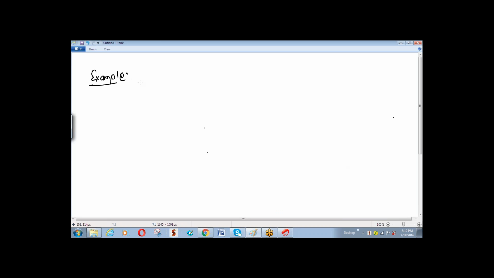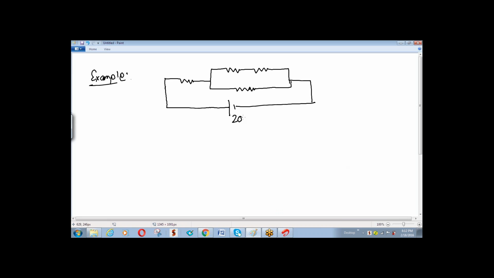Just let me demonstrate one example. Let us suppose we have a question like this. You can imagine resistance as a bulb, any electrical device: fan, bulb, your TV, your computer, anything. Let us suppose it's given that this is 20 volt, 2 ohm, 1 ohm, 4 ohm, and this is again 10 ohm.